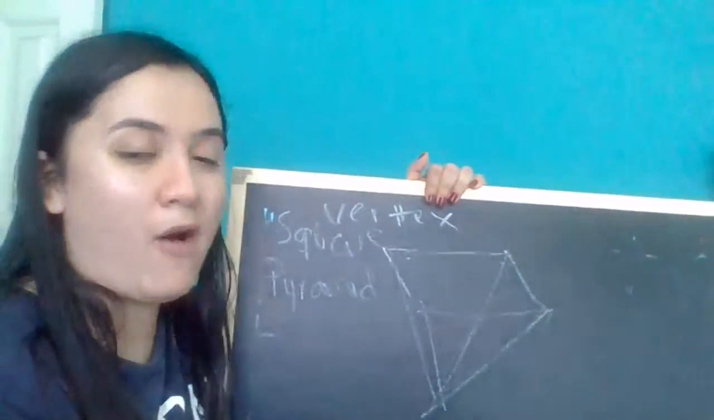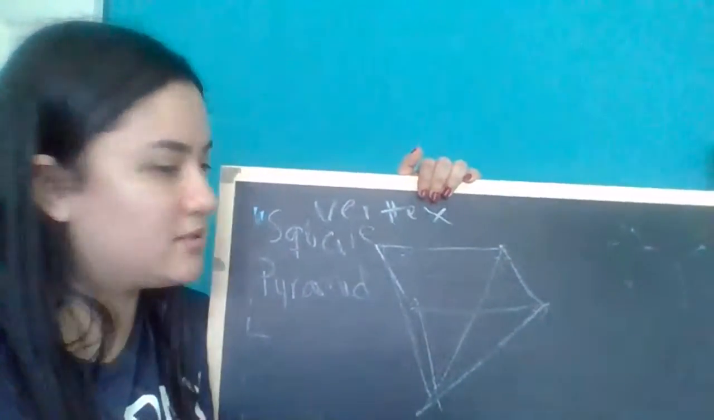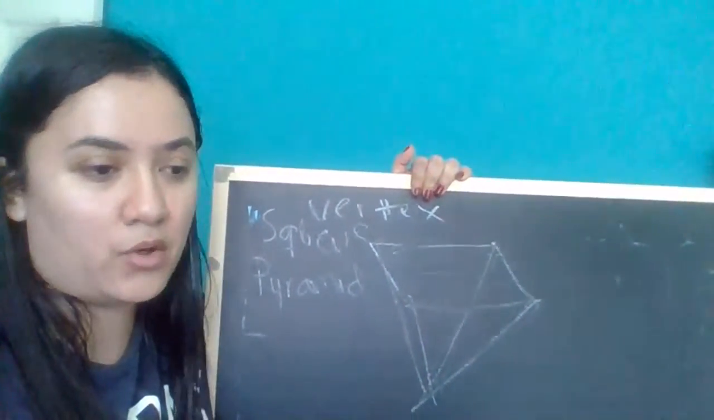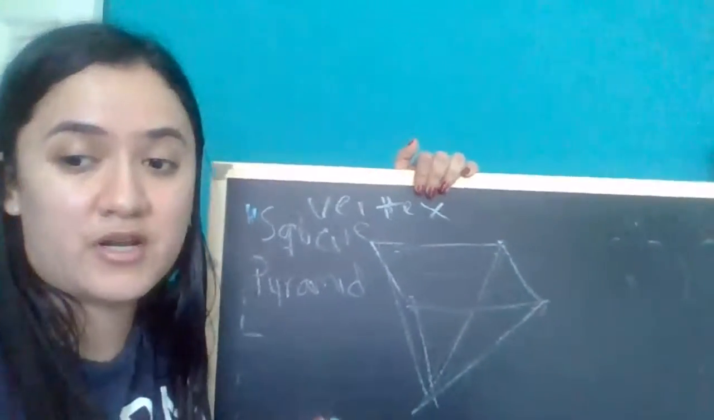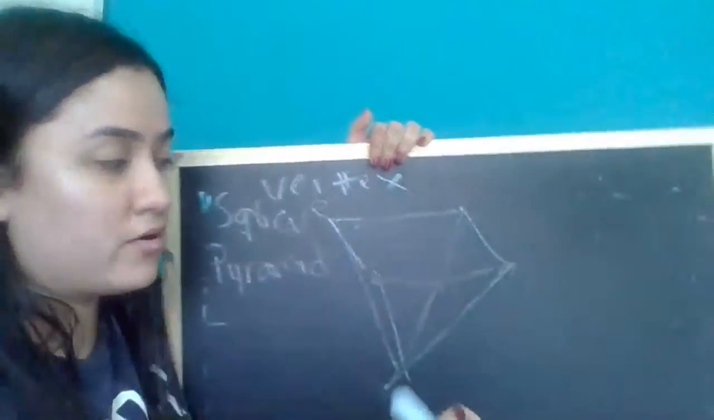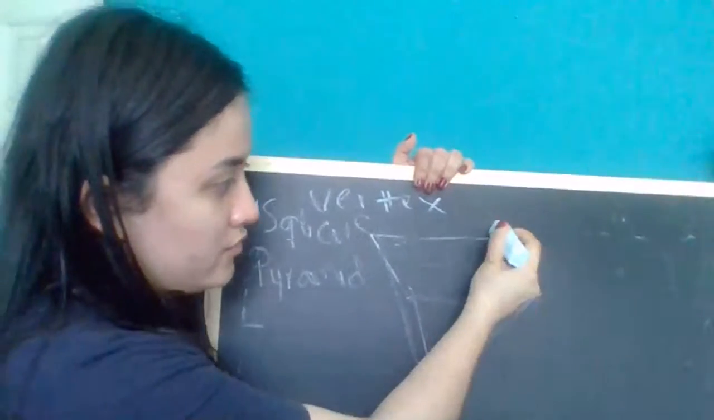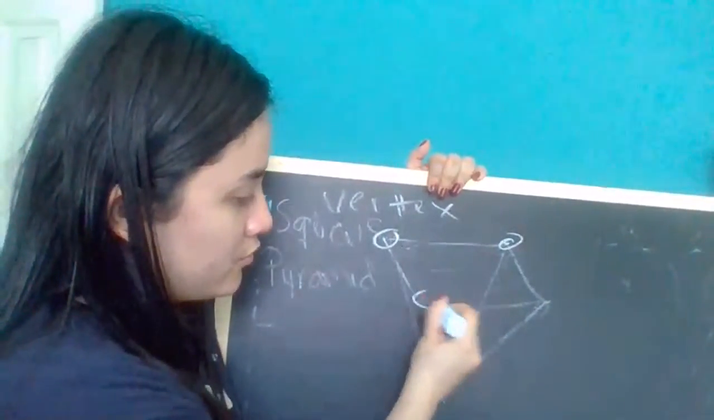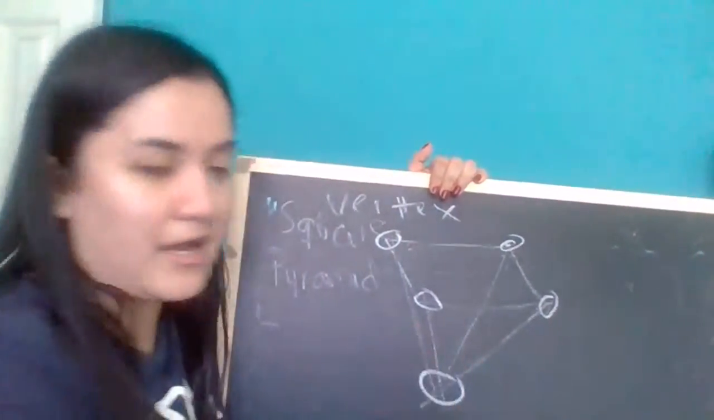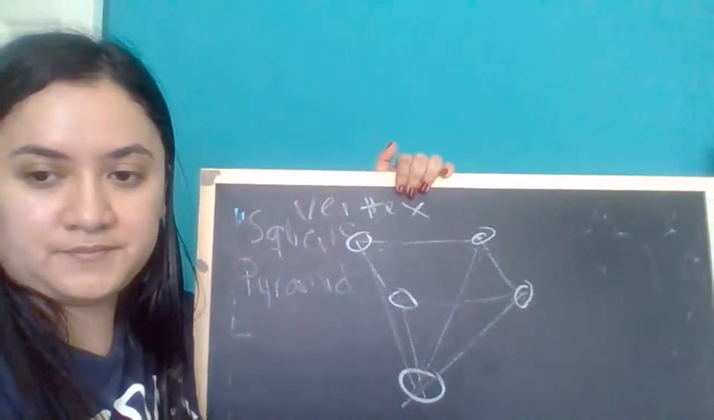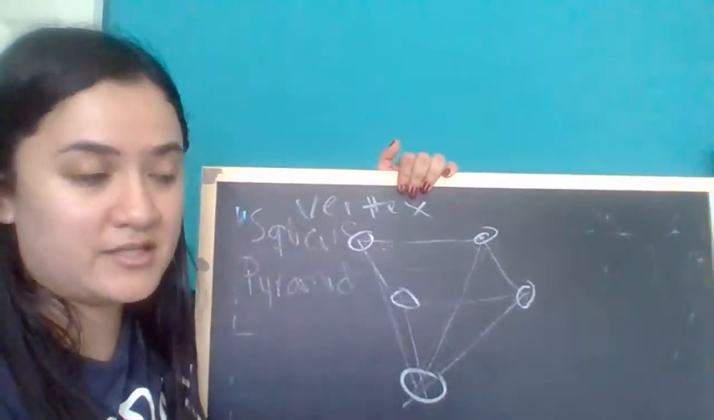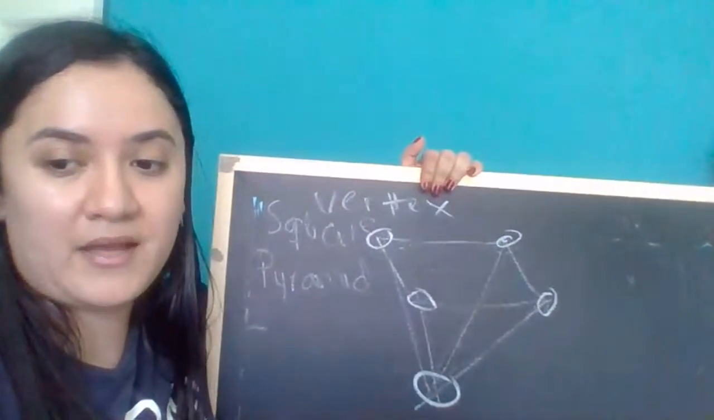Now tell me, how many edges? Not 7, not 8, Noreli, you're lost. We're talking about vertices. Vertices are corners. Look, 1, 2, 3, 4, 5. 5 vertices. Now we're going to talk about how many edges.